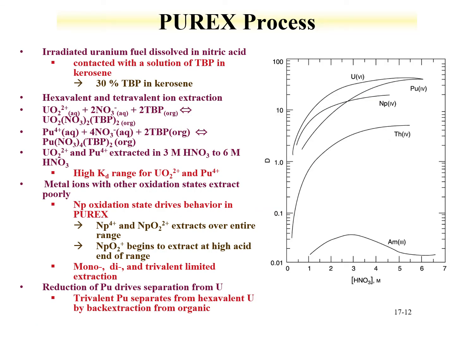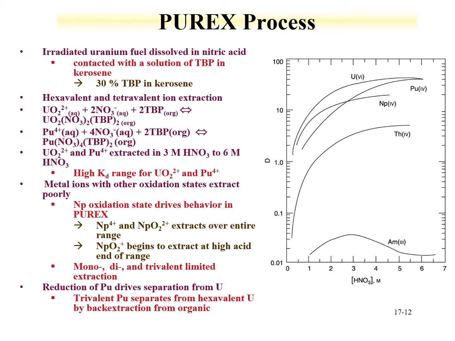So the chemical aspects of the PUREX process are based upon this interaction of the dissolved fuel in the aqueous phase with the organic phase. The organic phase winds up being 30% tributyl phosphate in kerosene, and the extraction chemistry is shown here, where we have hexavalent and tetravalent ion extraction. For the uranium, we have uranyl 2+, with 2 nitrates and 2 tributyl phosphates, making an organic moiety. For plutonium, we need to neutralize that, so we need 4 nitrates and 2 tributyl phosphates, making this neutral moiety.